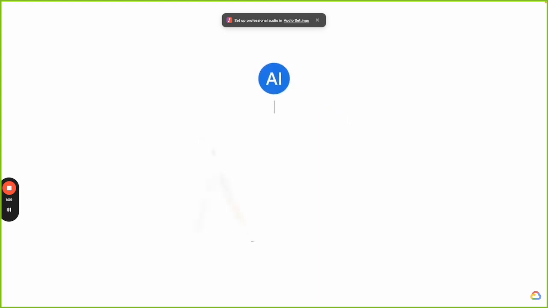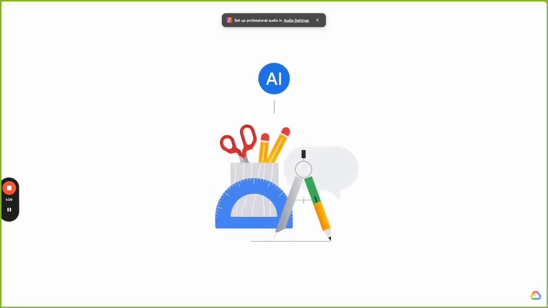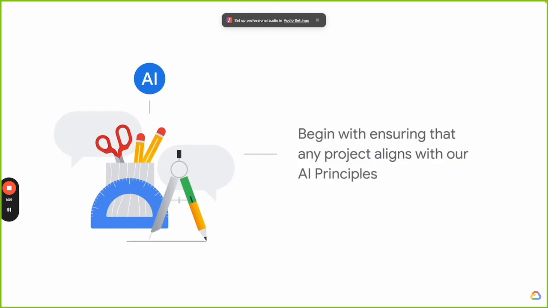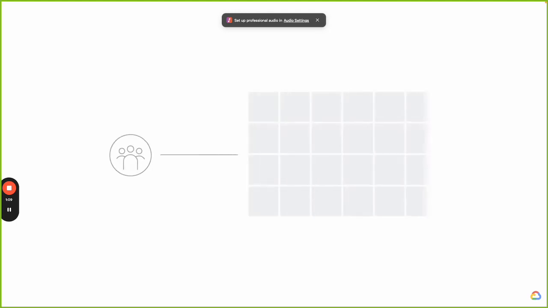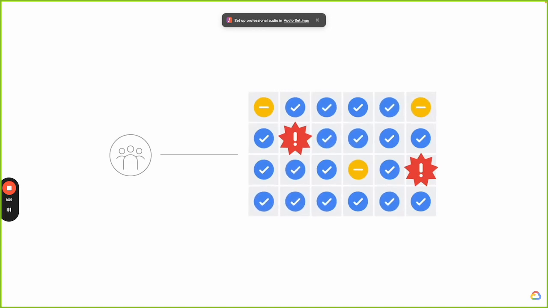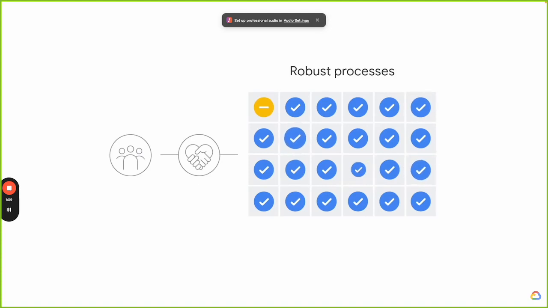We make our product and business decisions around AI through a series of assessments and reviews. These instill rigor and consistency in our approach across product areas and geographies. These assessments and reviews begin with ensuring that any project aligns with our AI principles. While AI principles help ground a group in shared commitments, not everyone will agree with every decision made about how products should be designed responsibly. This is why it's important to develop robust processes that people can trust. So even if they don't agree with the end decision, they trust the process that drove the decision.